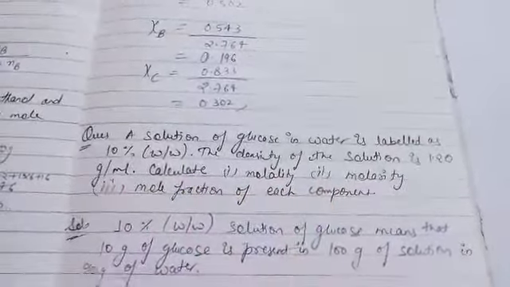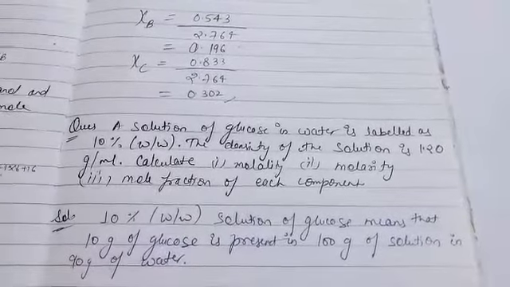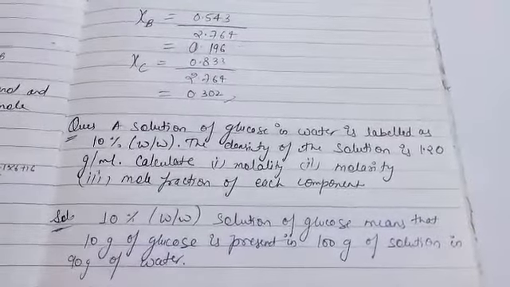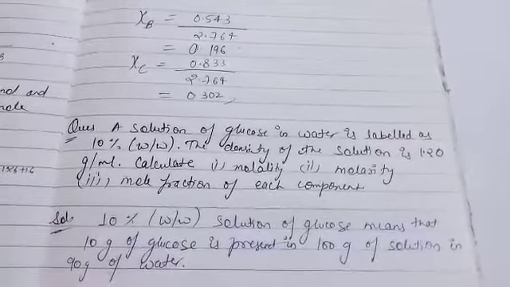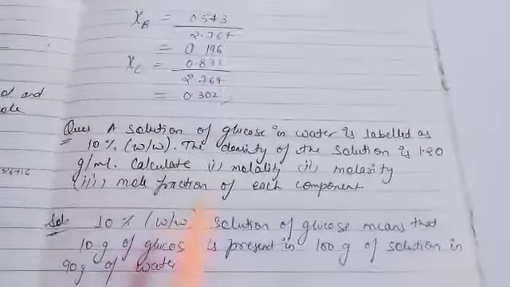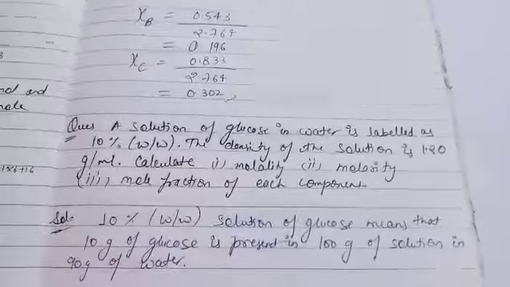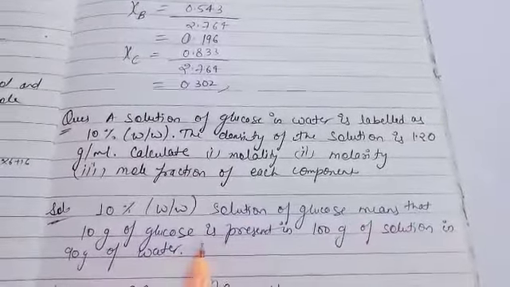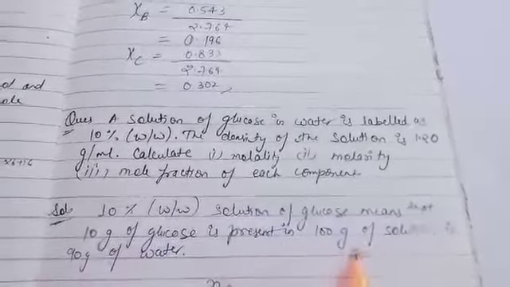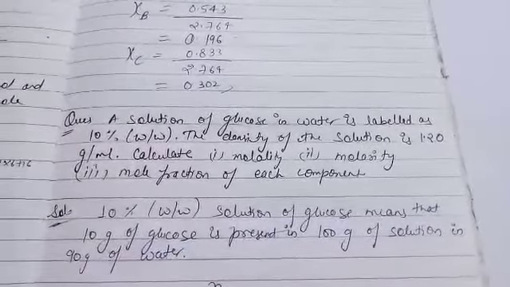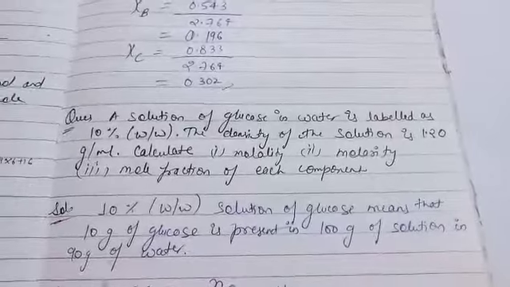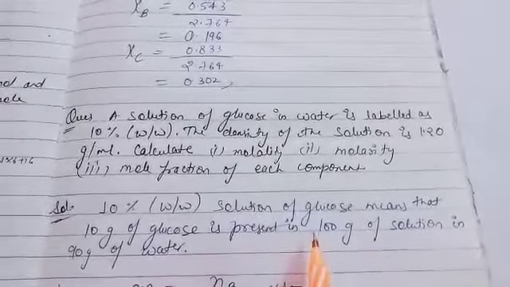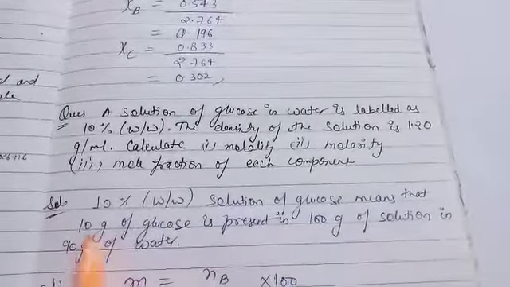Your first work is to calculate the number of moles for all three components, and for the number of moles we need the molar mass. So calculate everything together. First of all, the percentage is given. A 10% solution of glucose means that 10 gram of glucose is present in 100 gram of solution, that is, in 90 gram of water. Total is 100, so 10 gram is added in 90 gram.